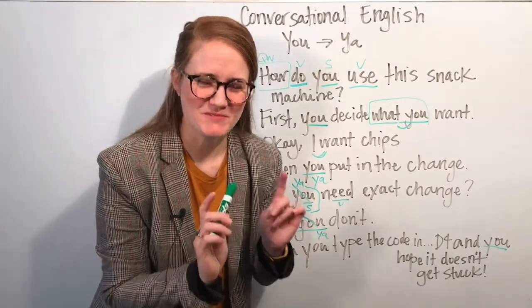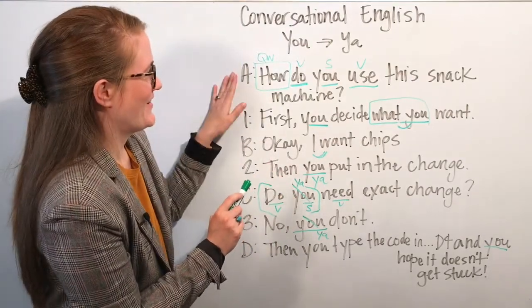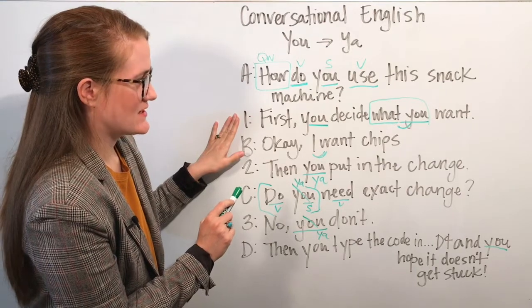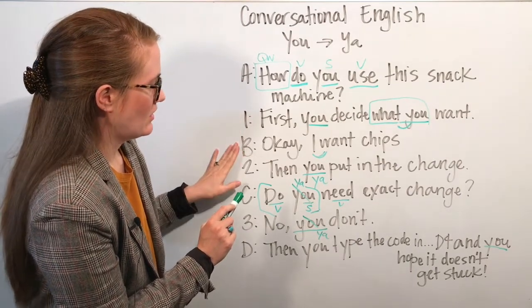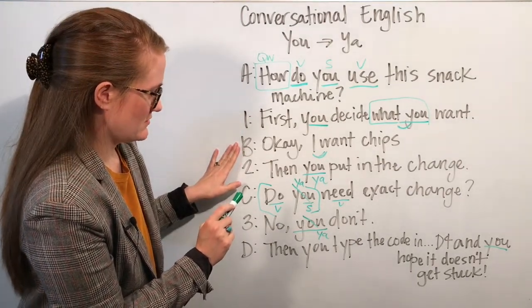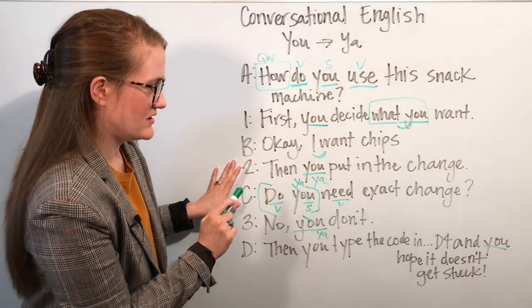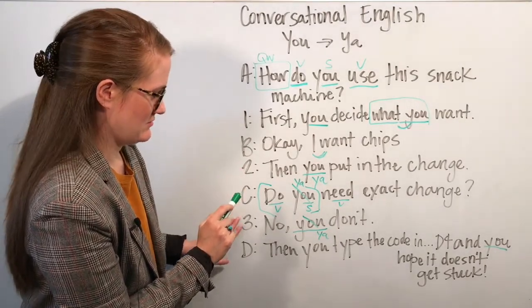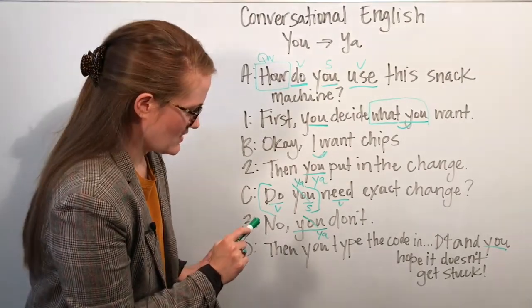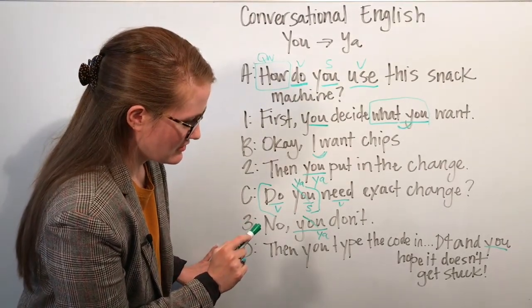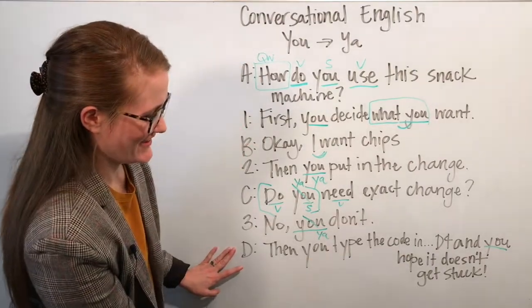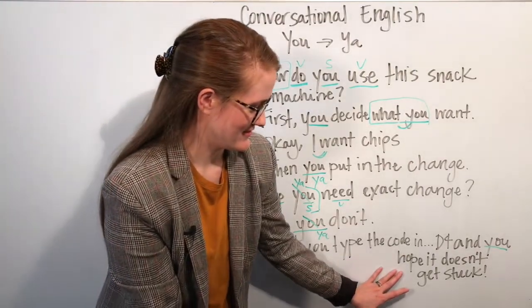Okay, let me read it one more time for you. How do you use the snack machine? First, you decide what you want. Okay, I want chips. Then you put in the change. Do you need exact change? No, you don't. Then you type in the code. Then you type the code in, D4, and you hope it doesn't get stuck.